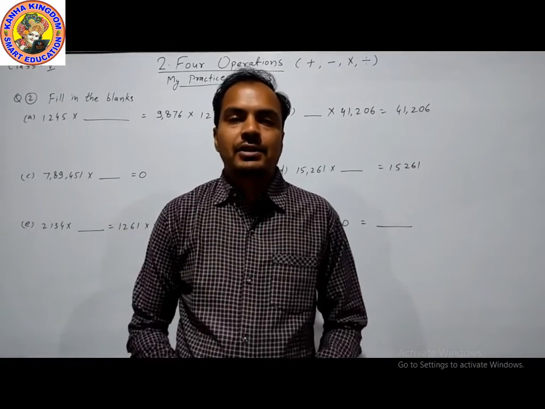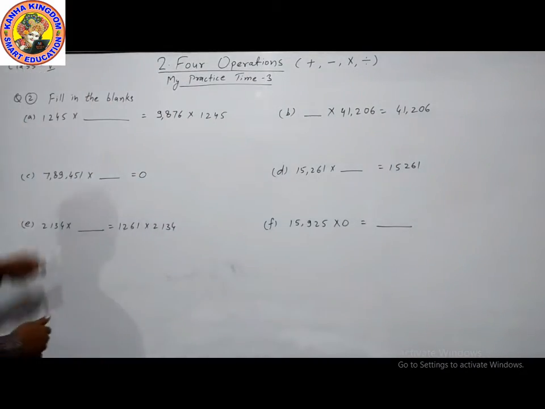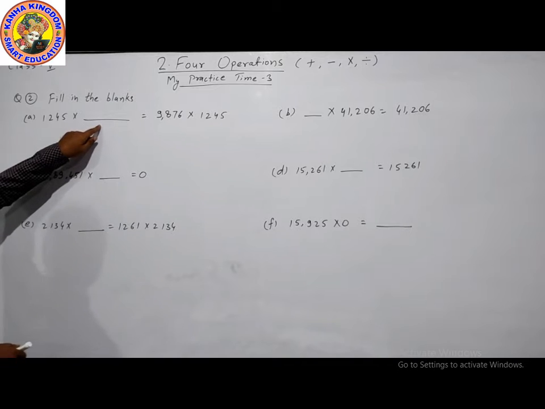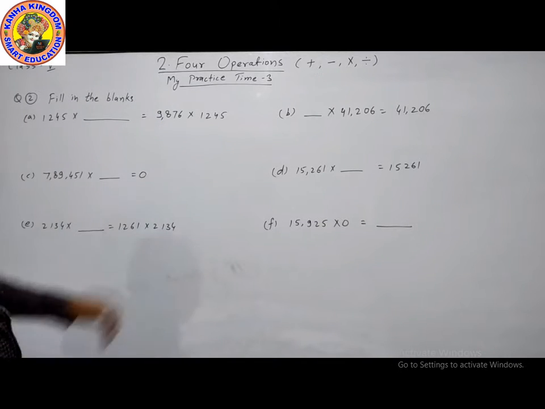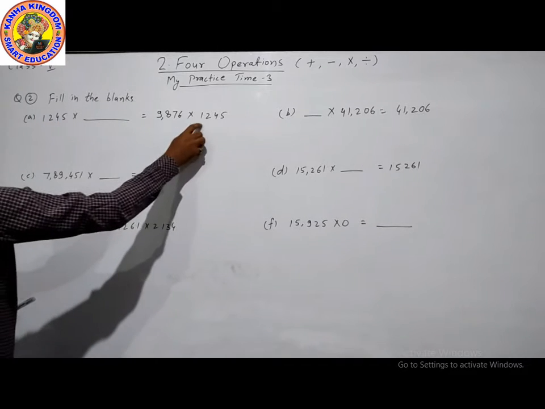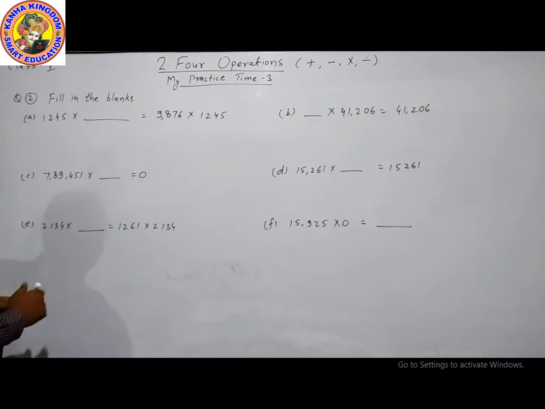Our next question is question number 2. Fill in the blanks. Part first. A number is multiplied by another number and the answer is this: 1, 2, 4, 5. 1, 2, 4, 5 and a number.